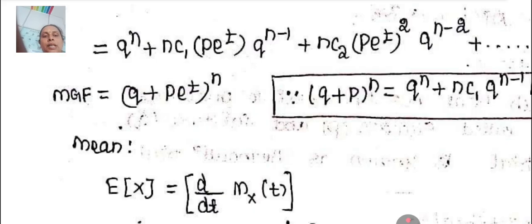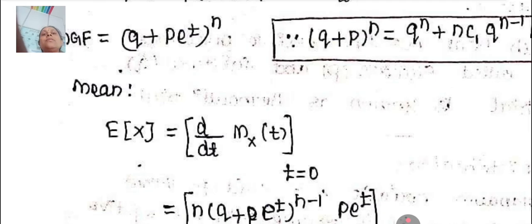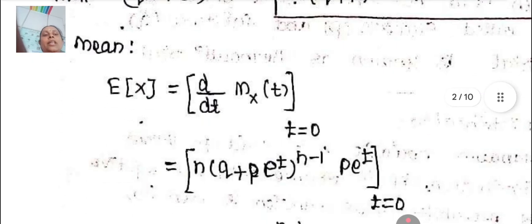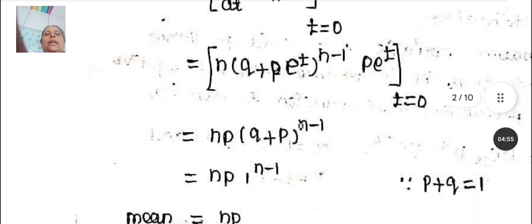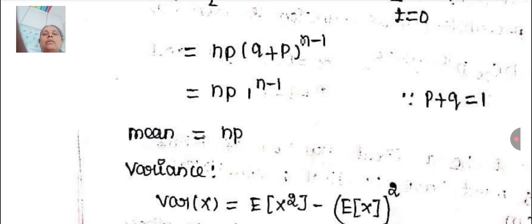Then we have to find the mean and variance. Mean is the expectation of x and variance is V of x. We use the formula d by dt of M_X of t, where M_X of t is (q plus pe power t) whole power n. Differentiating with respect to t, we get n into (q plus pe power t) power n minus 1 into pe power t. Then substituting t equal to 0, e power 0 is 1, so we get np into (q plus p) power n minus 1. Since p plus q is 1, the mean value is np.